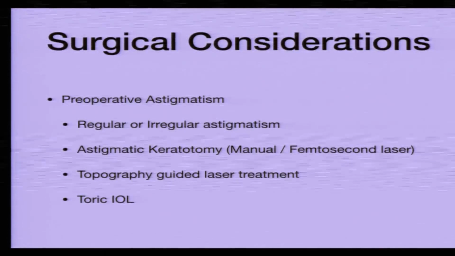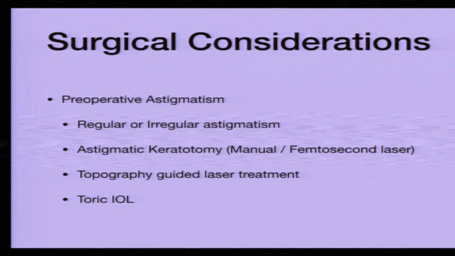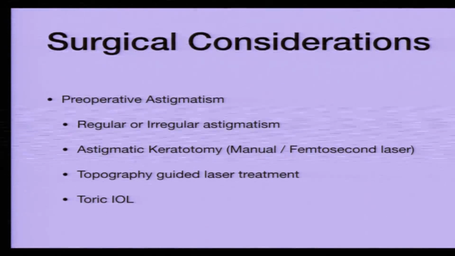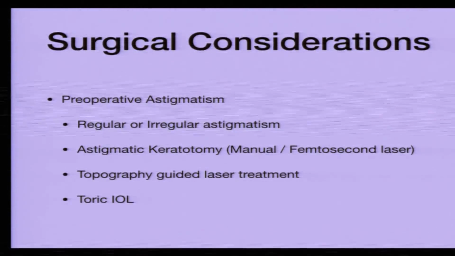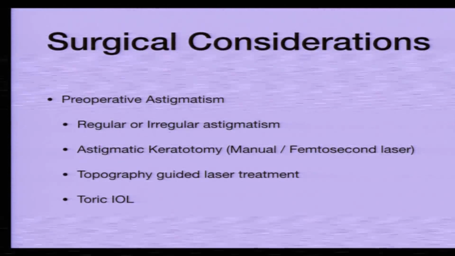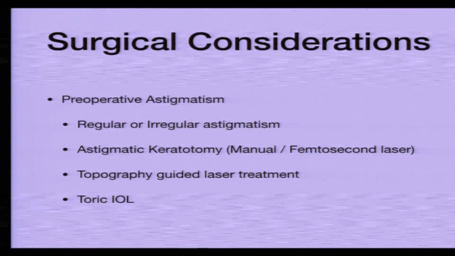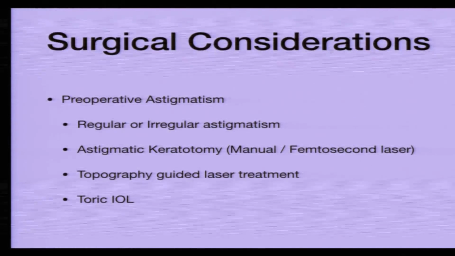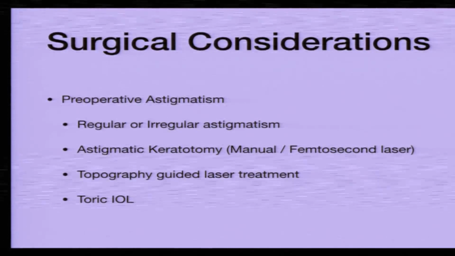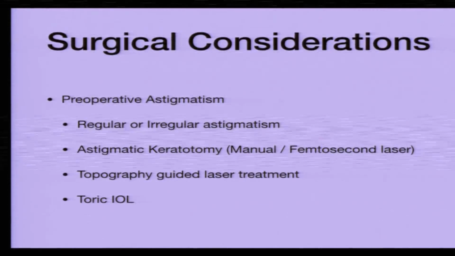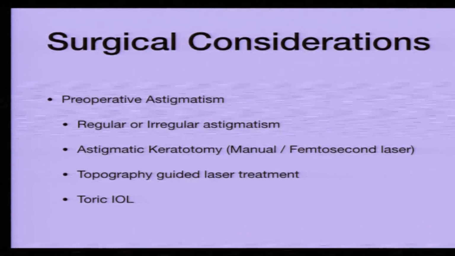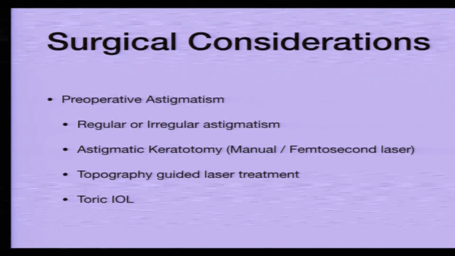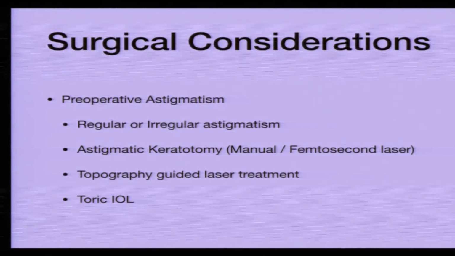And if you do have astigmatism, this can be either regular or irregular. This has to be managed prior to managing cataract. You can do astigmatic keratotomy, which can be either manual or femtosecond laser assisted, especially if the astigmatism is pretty large. Or you can resort to doing a topography guided laser treatment to try and make the surface more regular. And with the presence of astigmatism up to 4 to 5 diopters, you can use the conventional toric IOLs. Beyond that, you can even customize toric IOLs with regular astigmatism for the cataract surgery.